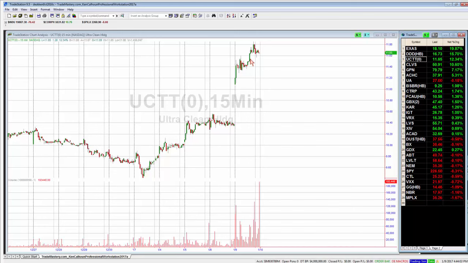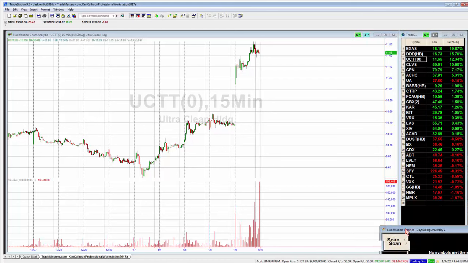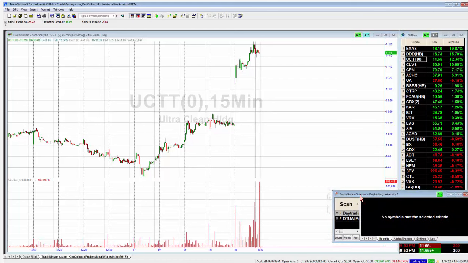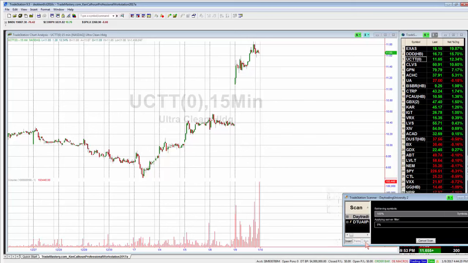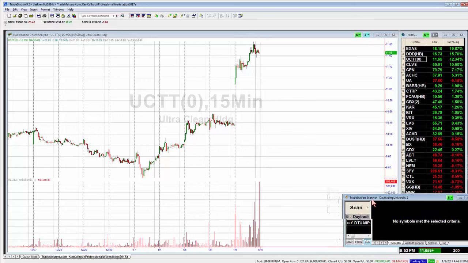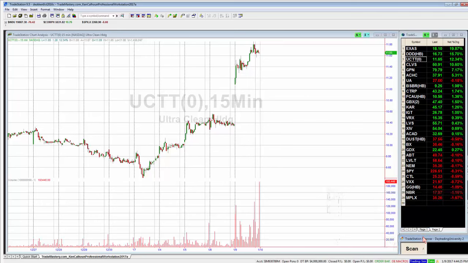Oftentimes you may ask yourself, how do I find these kinds of charts? One thing I did is put together my own TradeStation rules-based scanner. I didn't find any symbols that hit the criteria today, but you can put together your own scanners that identify things like multi-day high breakouts or good volume breakouts. You can also look for things like 52-week highs or other volatility sorts that tell you good candidates that may make sense for you to put on a swing trade.